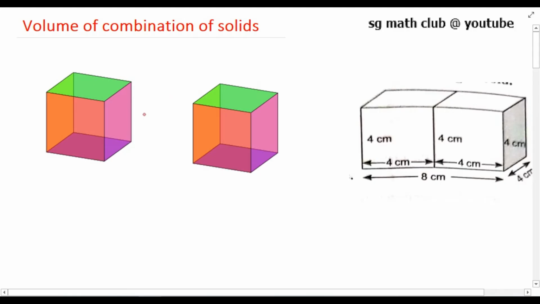We have already seen how to find the surface area of a combination of two solids. In today's video, we will see how to calculate the volume of a combination of solids. While calculating the surface area of the combination of solids, we have not added the surface areas of the two solids, because some part of the surface area will disappear in the process of joining them.